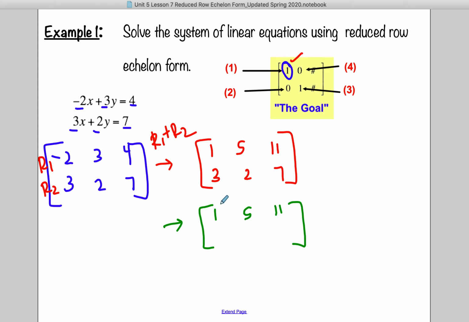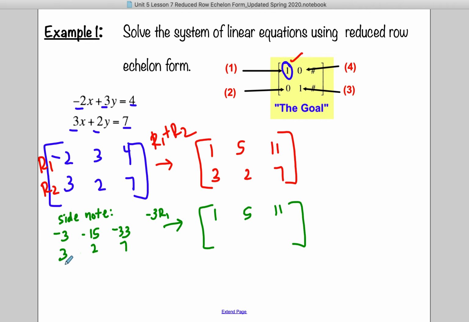So I'm going to do a little side work off to the side here. Let's call it a side note. I'm going to take my row 1 times -3. Okay, taking my row 1 times negative 3, I will have negative 3, negative 15, and negative 33. And then my row 2 is staying the same.